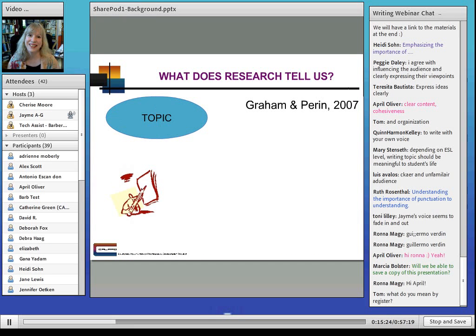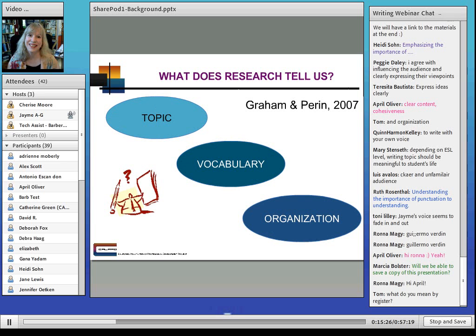So research also tells us that these 3 elements are key to learners succeeding. They have to have an understanding of the topic on which they're writing. They have to have sufficient vocabulary with which to work. And they have to have an understanding of the organization of the writing task or genre with which they're working.